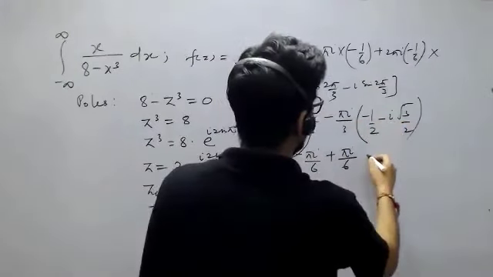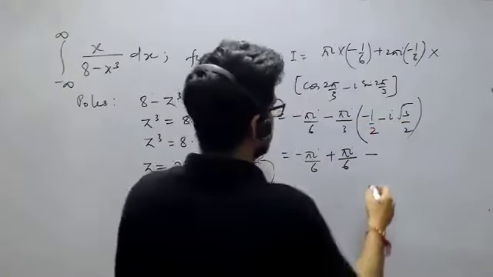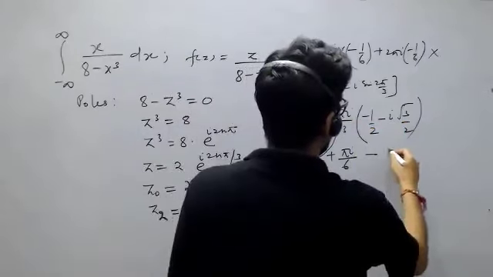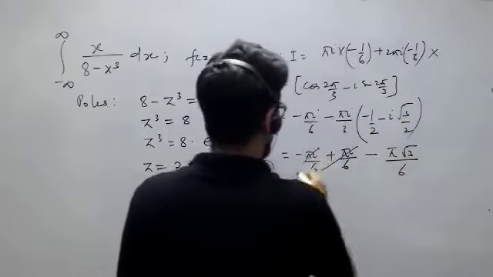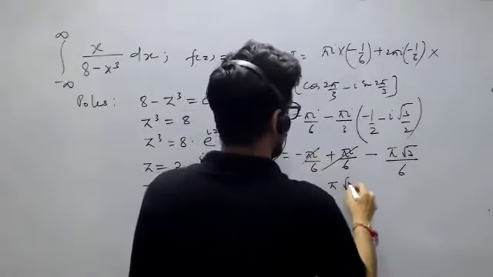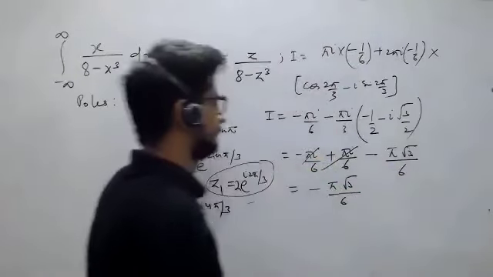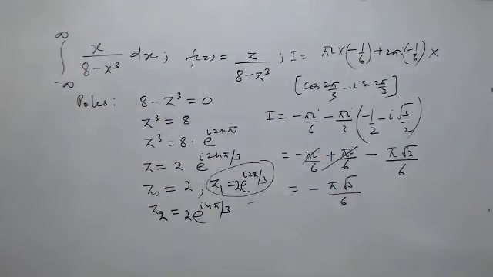Minus plus and then minus again, no? Minus pi root 3 by 6. So this 6 will be cancelled and it will be minus pi root 3 by 6. Yes sir. Okay.